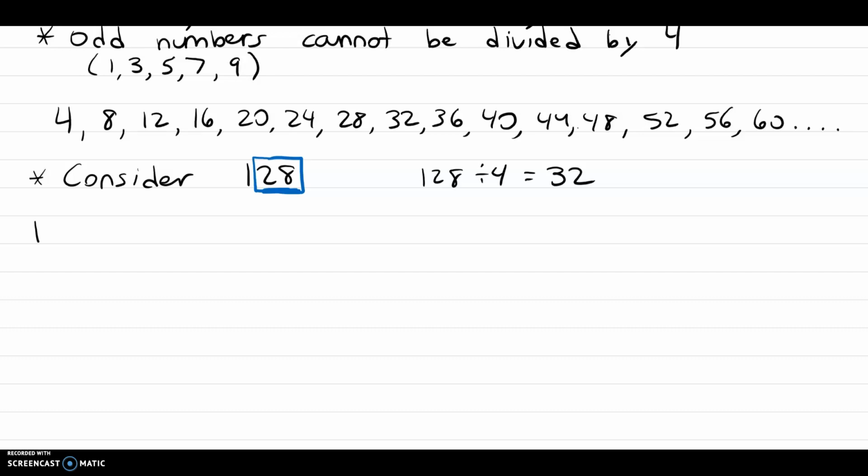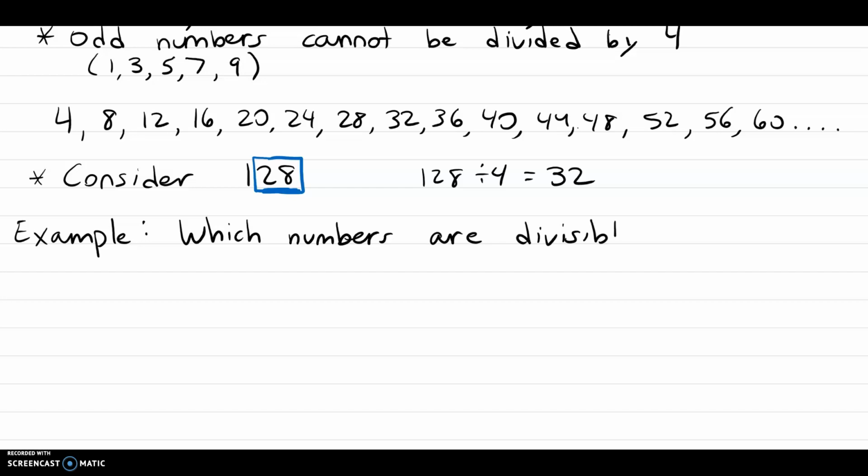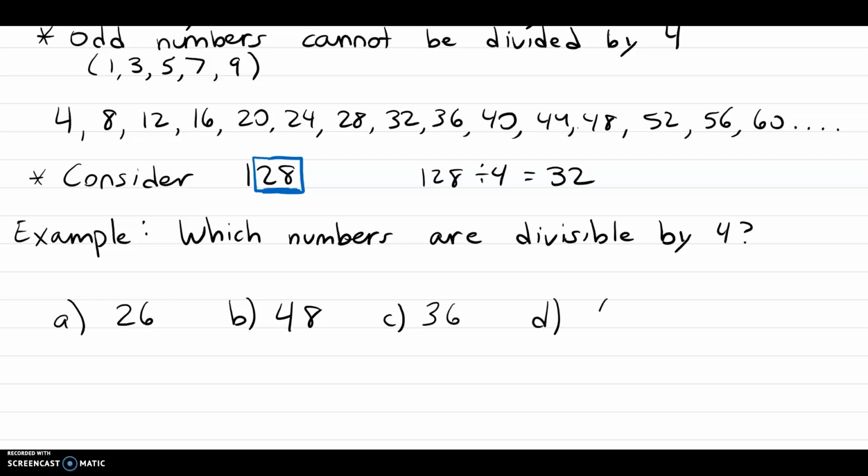So our last example, which numbers are divisible by 4? So we've got 26, 48, 36, and 63.